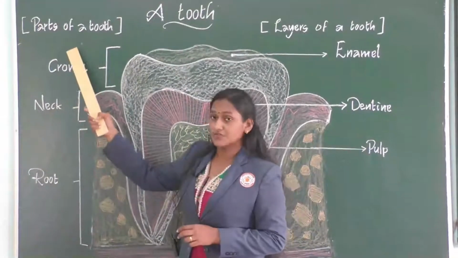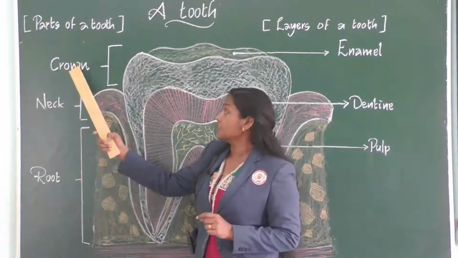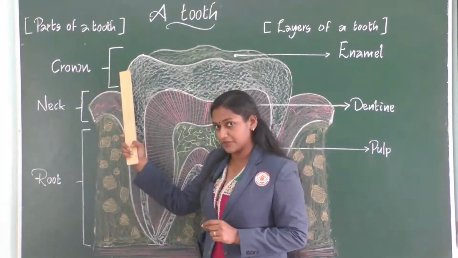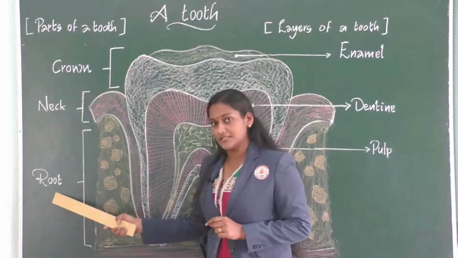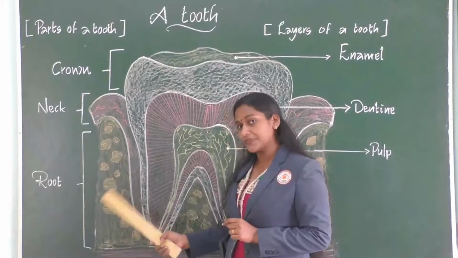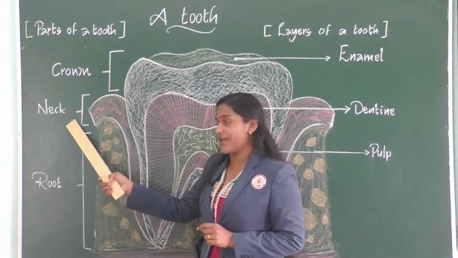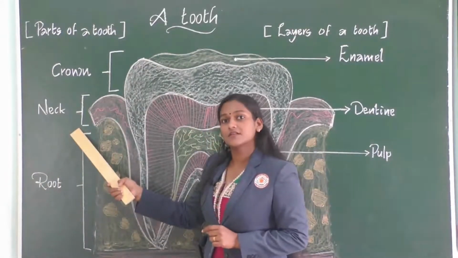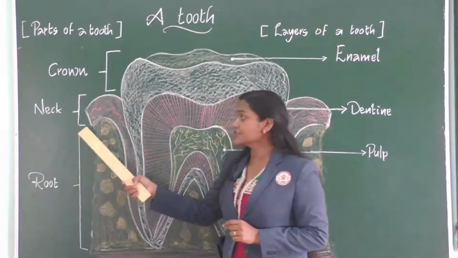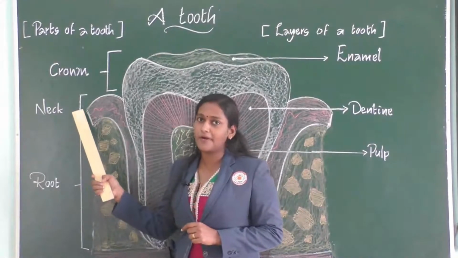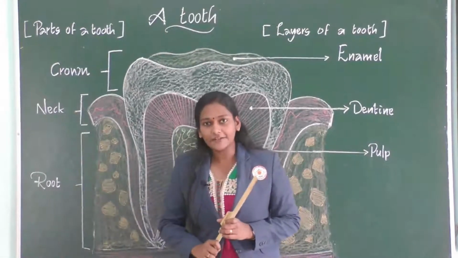So what are the parts of a tooth? Crown and root, where the crown is the visible part of the tooth and the root is the part inside the gum, and the neck is the region where the crown and root meet. Okay, is that clear?